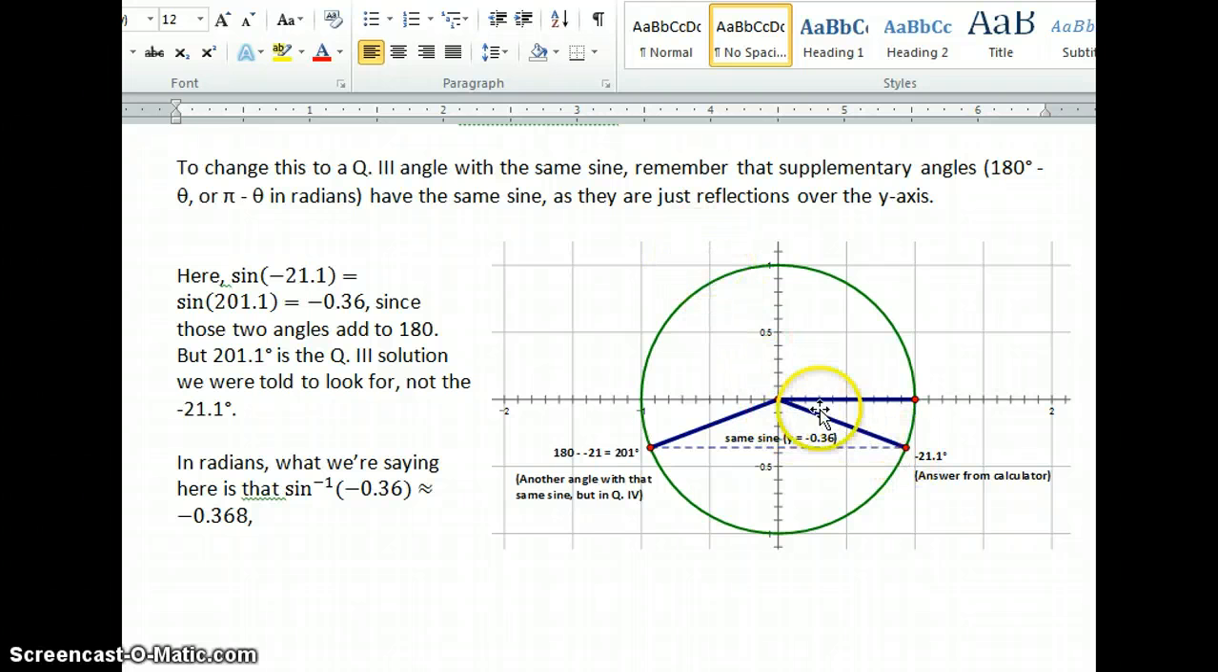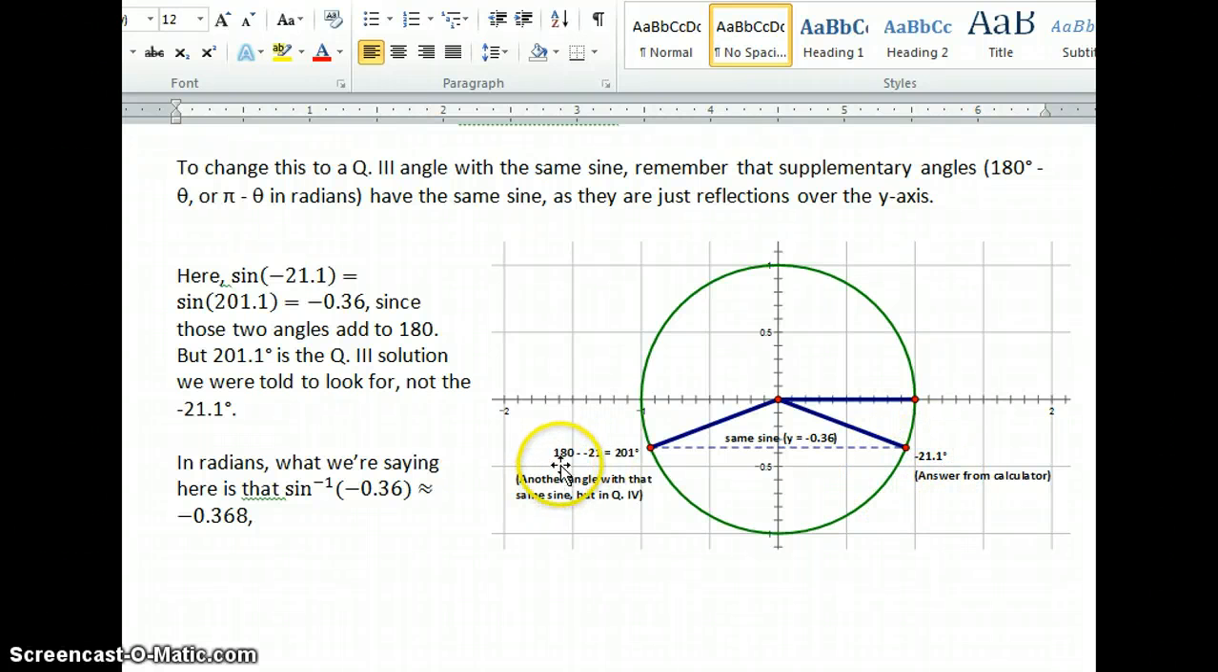And that's how you reflect over the y-axis. You find the supplement. Supplementary angles add up to 180. So to figure this out, all I have to do is take the original angle and subtract it from 180. Now it looks a little funny down here because we're talking about a funny little negative angle.